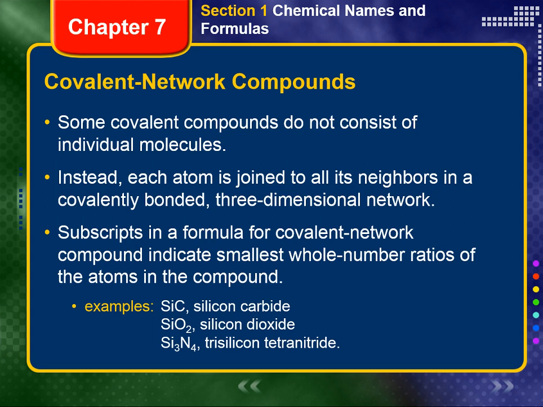The subscripts in a formula for a covalent network compound indicate the smallest whole number ratio of the atoms in the compound. Naming such compounds is similar to naming molecular compounds, and some common examples are shown on the screen now, with silicon, carbon, oxygen, and nitrogen.